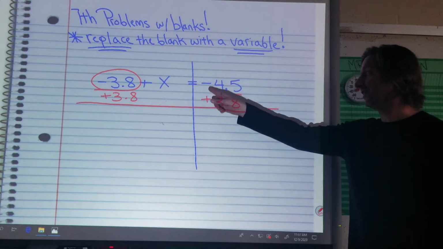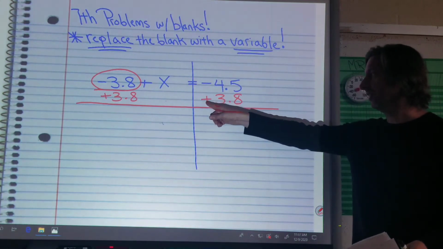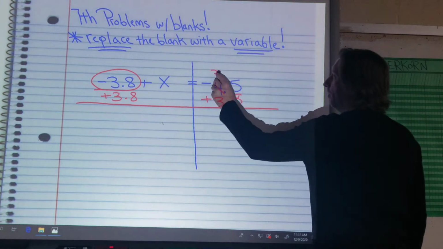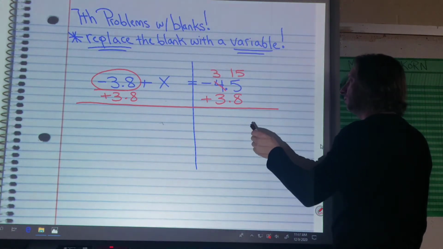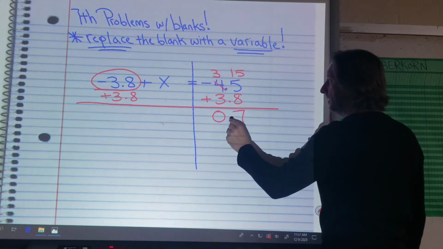Now these are different signs, so I'm actually not going to add them, even though it says plus here. Different signs we subtract, right? So I have to borrow. 15 minus 8 is 7, 3 minus 3 is 0, so I have 0.7.